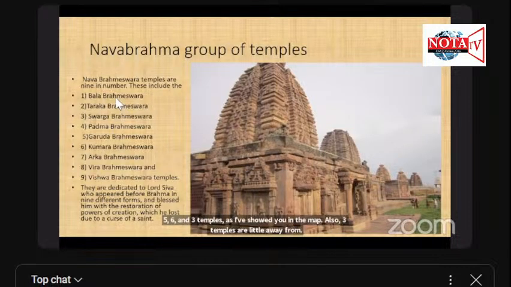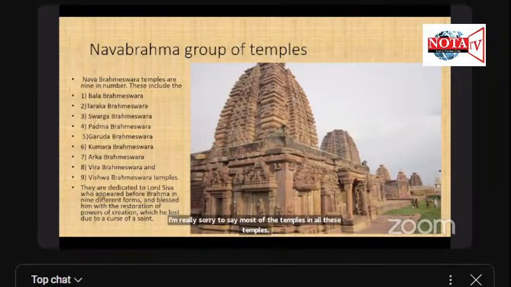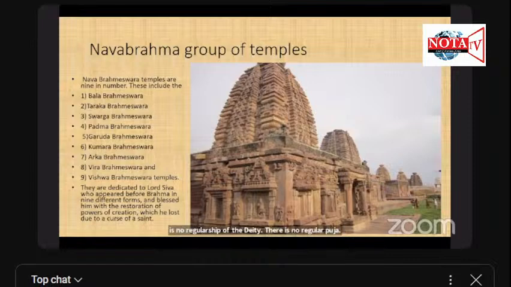So Balabrahmeshwara temple, in fact, this temple we see, puja and all are still performed. But I'm really sorry to say that in most of these temples, there's no regular worship of the deity. There's no regular puja. This is something which I felt sad about when I went. But I don't know how it is now. This was in 2016 when I went. After that, I couldn't get time to visit again.